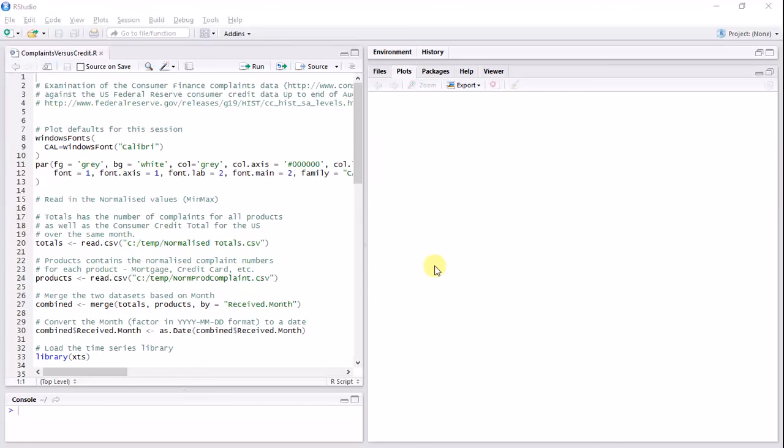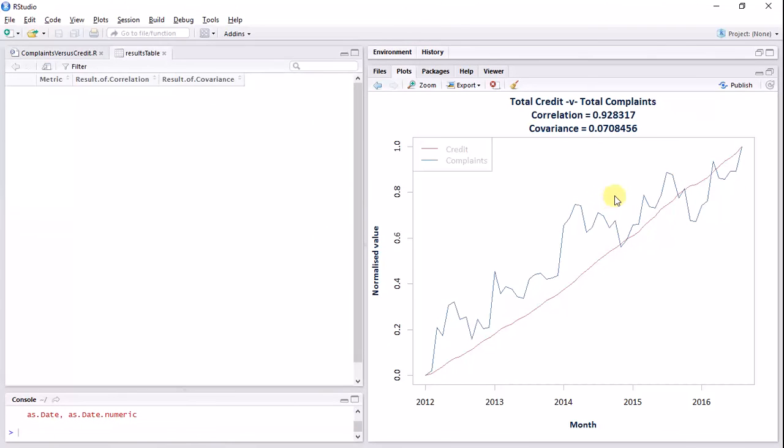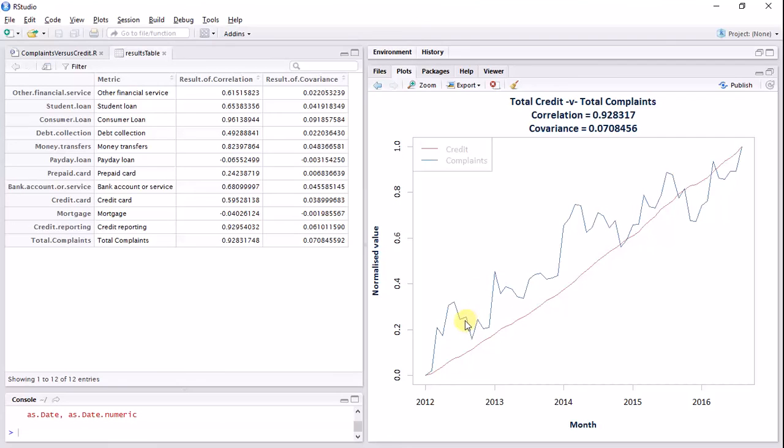To further analyze this, the data was loaded into R, and a script was written that allows us to look at all of the data across all of the products and see how it correlates and how it co-varies with the credit information. And we can see that many of the products do co-vary and do correlate reasonably well, but we can see that payday loans, for example, and mortgages do not.